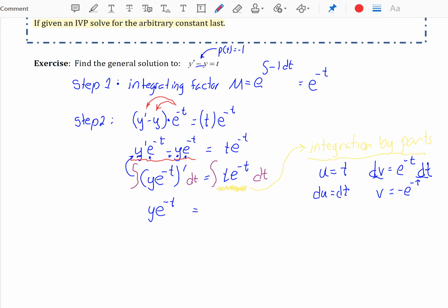And remember, our integration by parts method says it's going to be u times v minus the integral of v du. So this allows us to rewrite the right-hand side as negative t e to the negative t minus the integral of v du, which is negative e to the negative t dt.